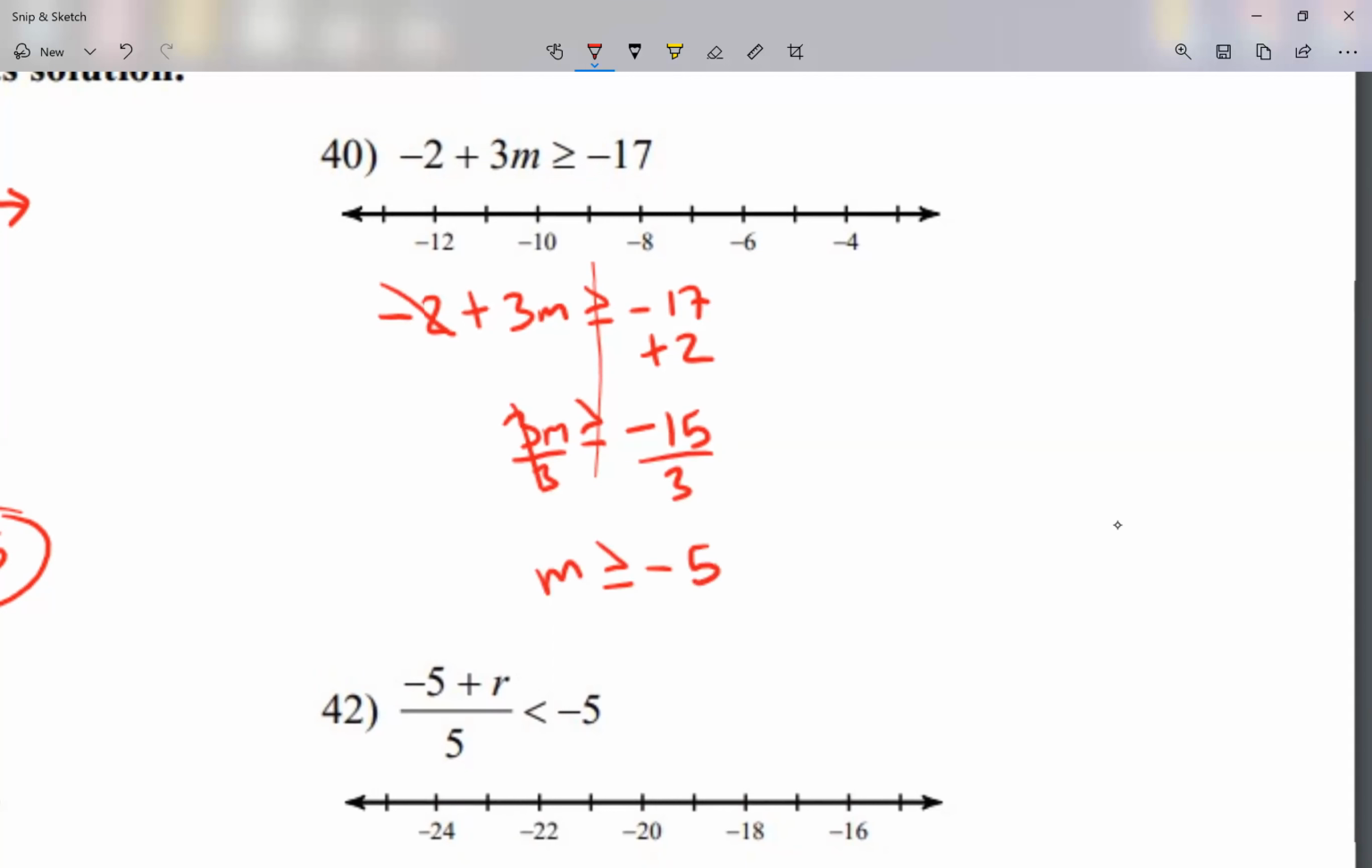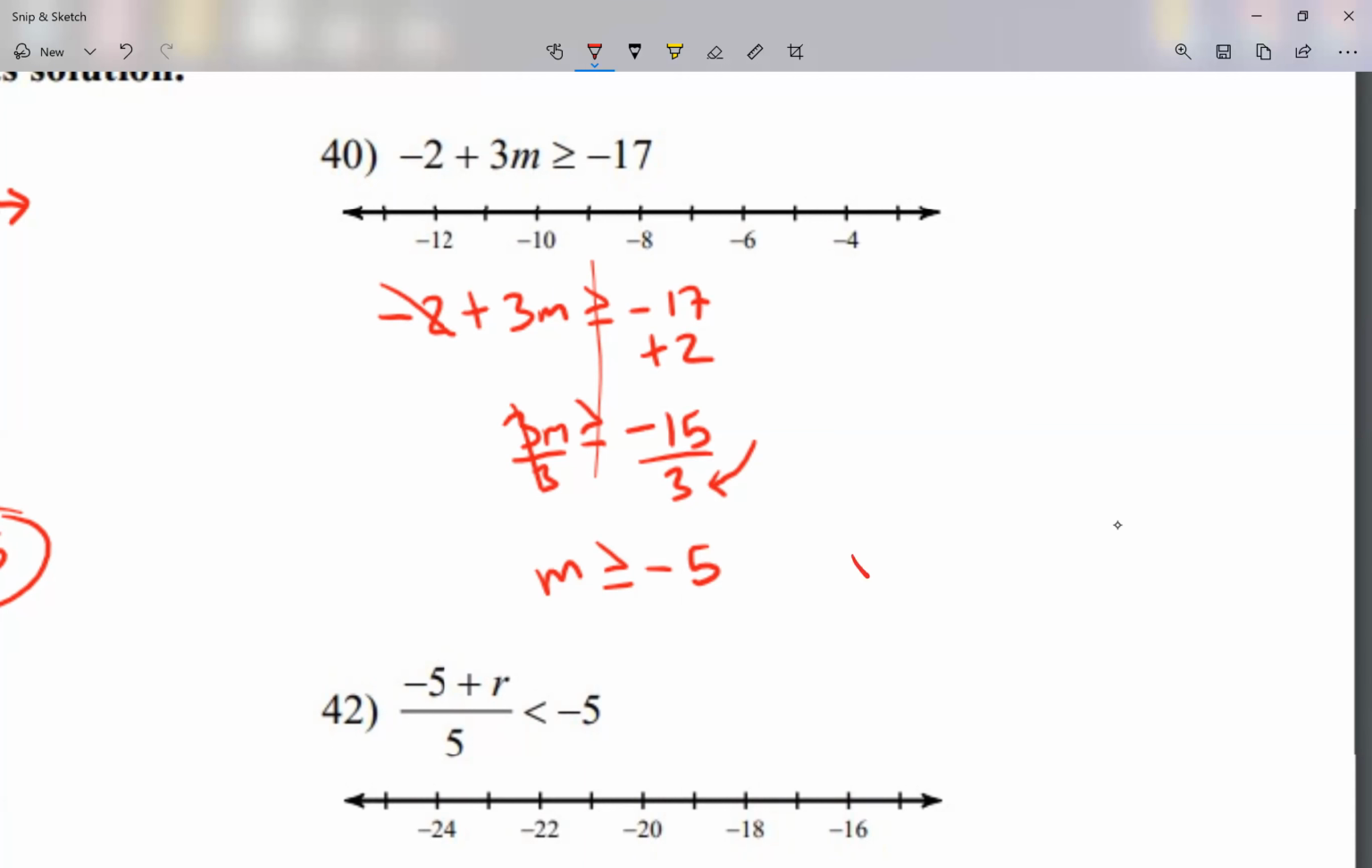Okay, now here I have a negative as my answer, right? Negative 5. I did not flip the sign because technically, you see the number at the bottom, I divided by a positive. My answer is negative, but I divided by a positive. When the number at the bottom is negative, then flip the sign. Here I divided by a positive, so I don't flip the sign. So if I'm just solving it, m is greater than or equal to negative 5.